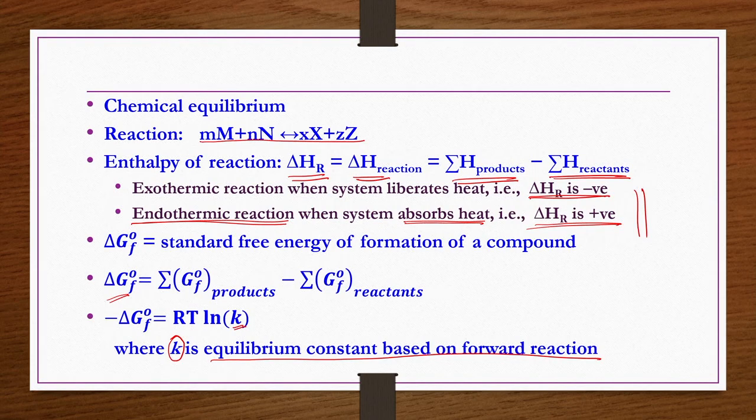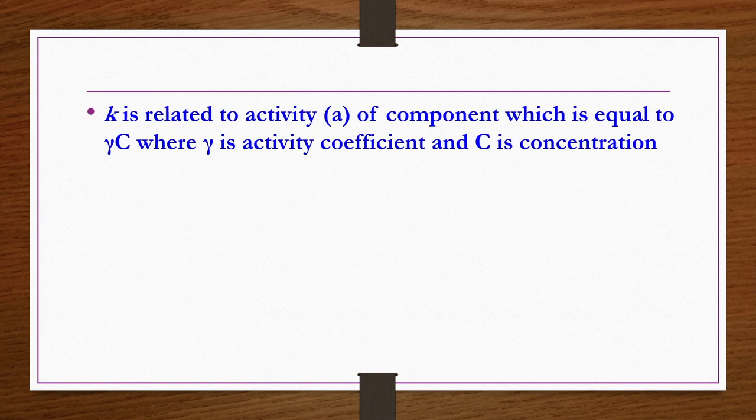Now, this is a reversible reaction, so we call it the equilibrium constant. It is the equilibrium constant based on the forward reaction that we are representing. This is related to the activity of a component, because these rate constants or equilibrium constants are also defined with respect to a component.